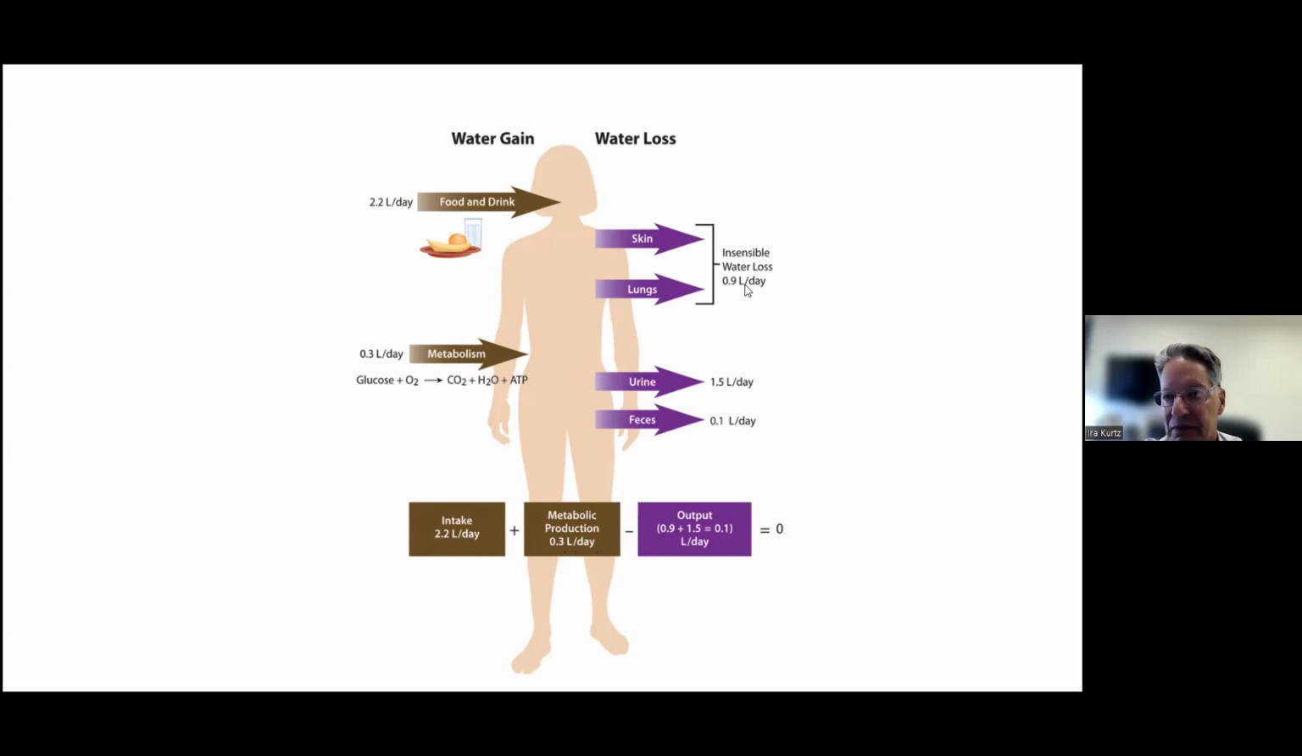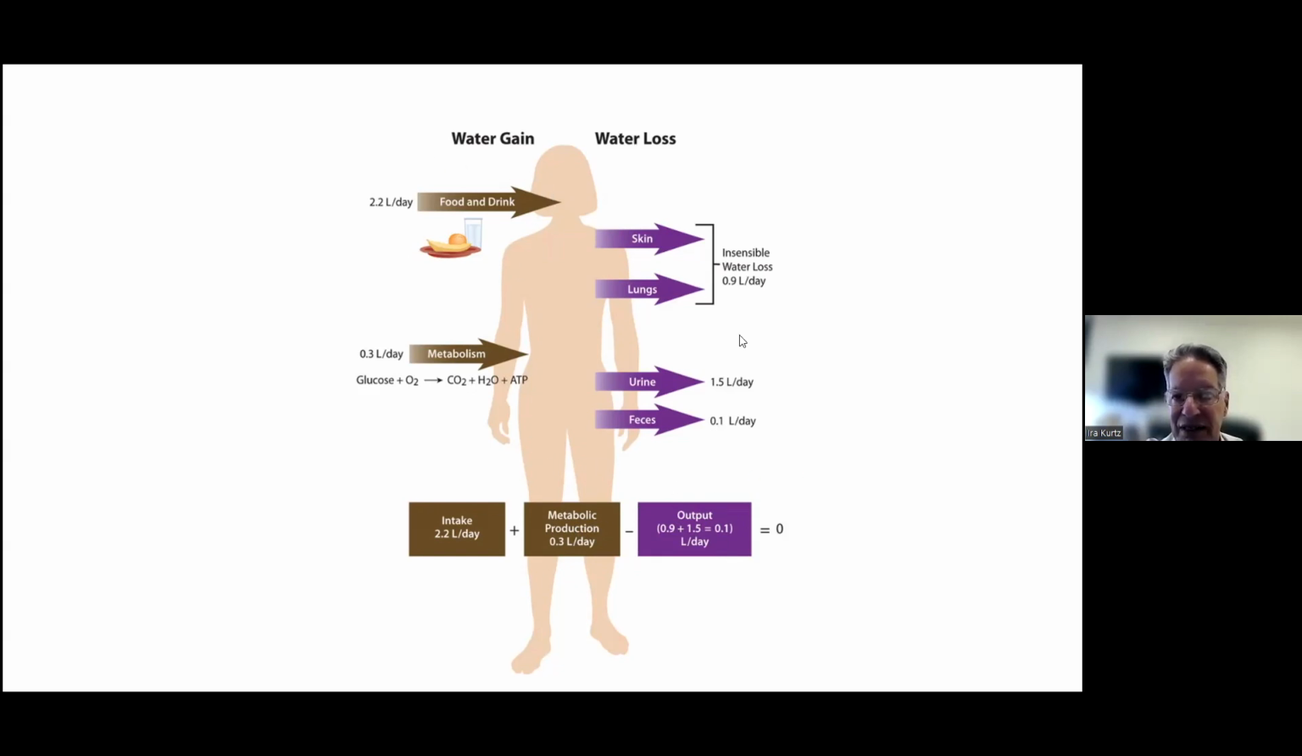Now, every day from the skin and from our breathing, we lose about 1 liter a day. It's called insensible water loss. The urine is about 1.5 liters, and in the stool, we lose another 1/10 of a liter. So that total output is 2.5 liters, which equals the input, and everything balances out.